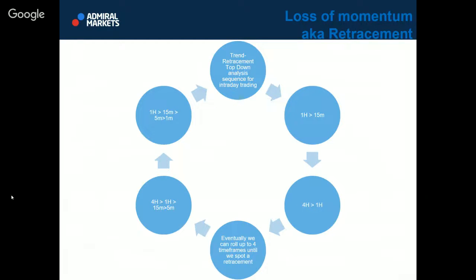So, this is the schematics. Trend retracement, top-down analysis sequence for intraday trading. 1 hour, we zoom to 15 minutes. 4 hour, we zoom to 1 hour. Eventually, we can roll up to 4 time frames until we spot a retracement. 4 hour, 1 hour, 15 minutes, 5 minutes, even 1 minute. Or 1 hour, 15 minutes, 5 minutes, and 1 minute.